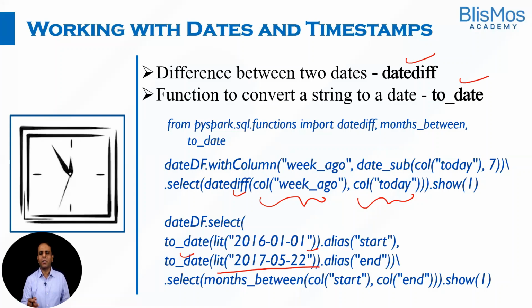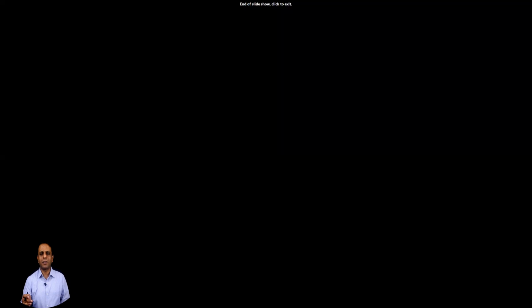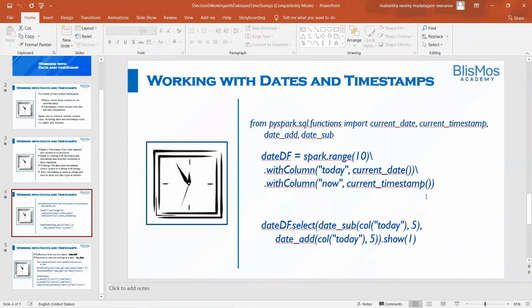That's it for now. Let us see this in a practical class. Let us see how we implement all these things as a part of our hands-on exercises. Let us construct a data frame. The name of the data frame would be date data frame, and we'll have some range of values and add a couple of columns.